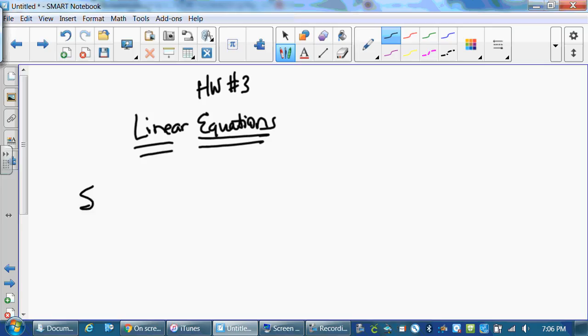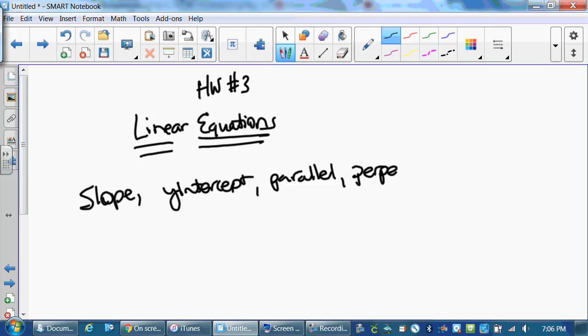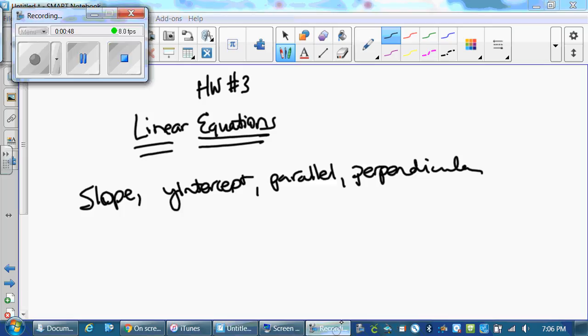If you remember words like slope and y-intercept and parallel and perpendicular, all of those things are going to come up in this lesson. So hopefully it is words that you feel comfortable with and that you are familiar with. All right, so I'm going to do the homework problems. I'm going to explain some here and there as we're going along.